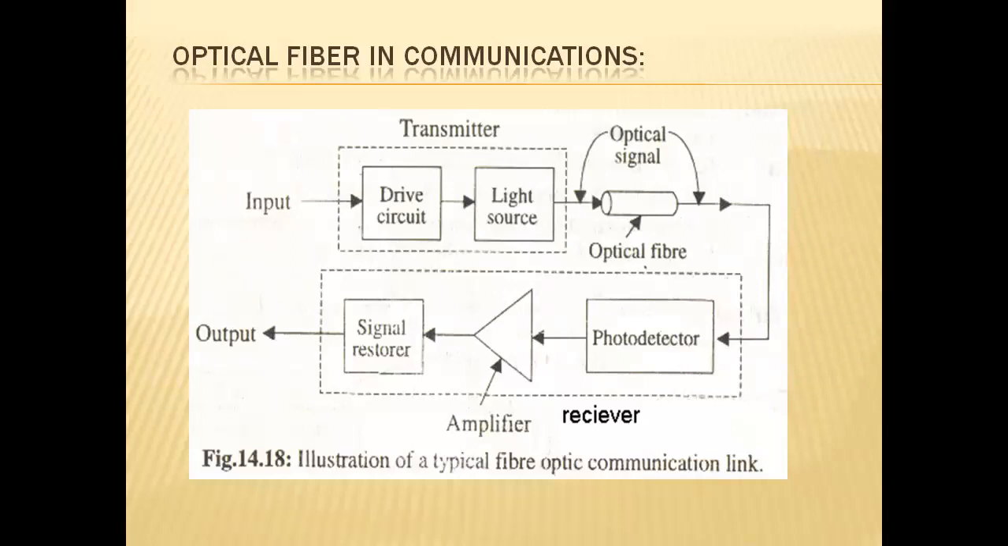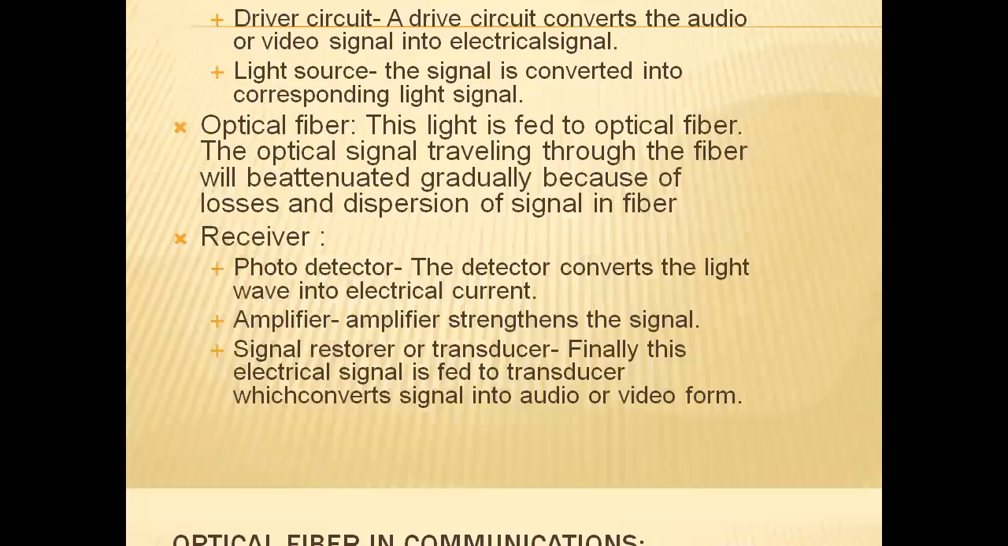How will the signal be communicated using an optical fiber? This fiber optic communication mainly consists of three parts: a transmitter, an optical fiber cable, and a receiver. This optical fiber cable, we will call it a carrier. So the transmitter will send the signal, the optical fiber will carry the signal, and the receiver will receive the signal. These are the three crucial parts by which the signal is transferred from one place to another.